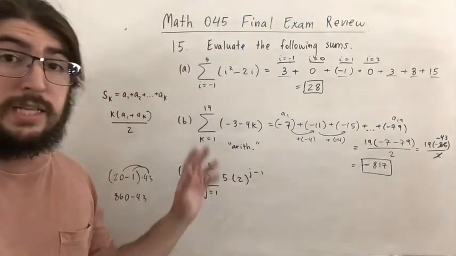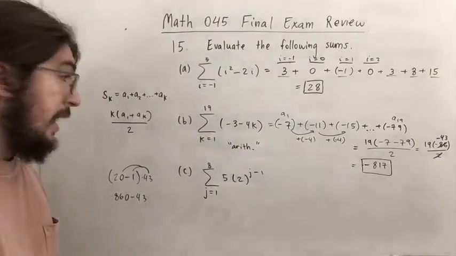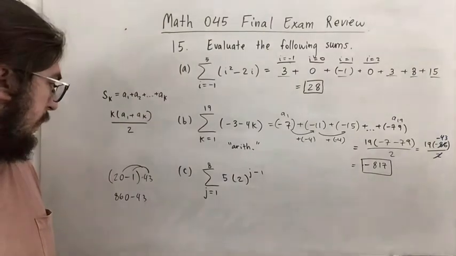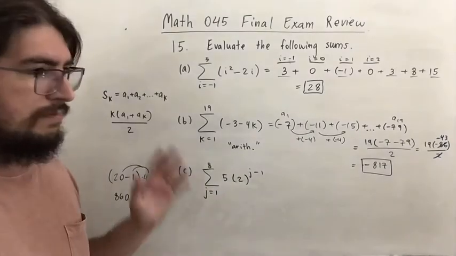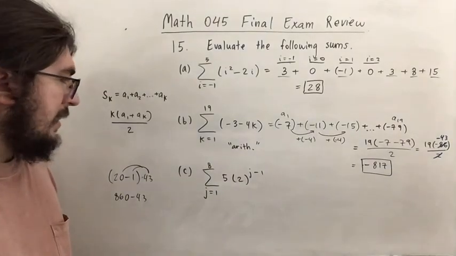There we go. And you can also check that when you add all these numbers together, you do get indeed negative 817. Just going to double check my work here real quick. Seems okay. Yeah, so I'm going to call it there. I think that's okay. And now we'll move on to C.